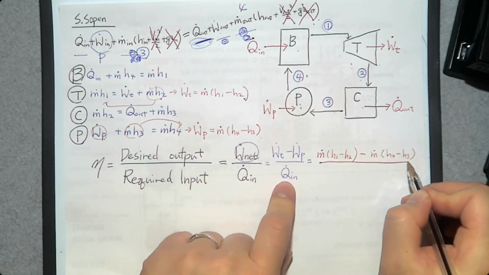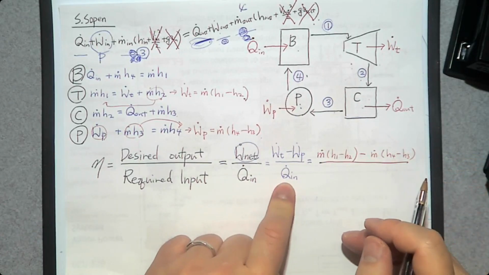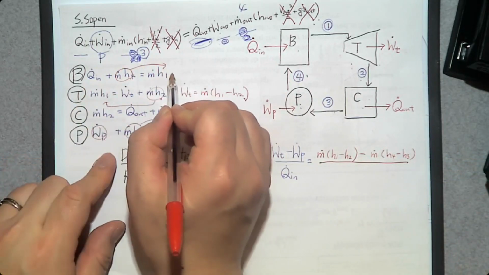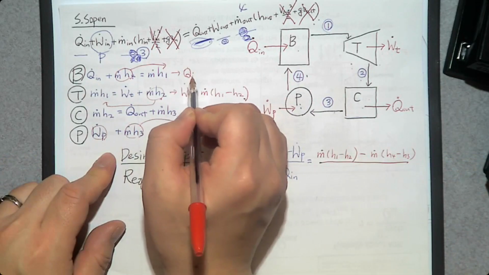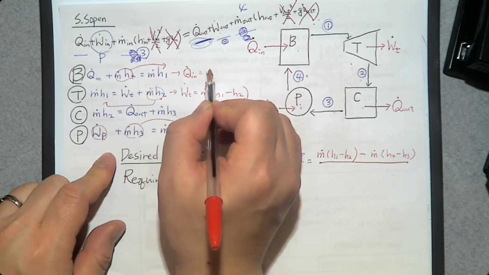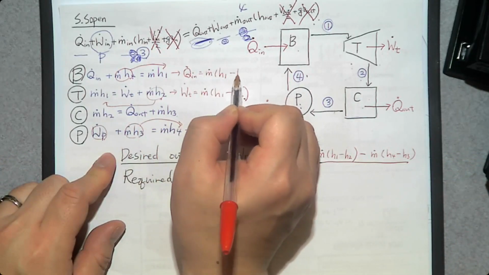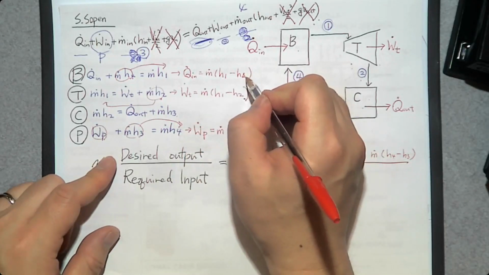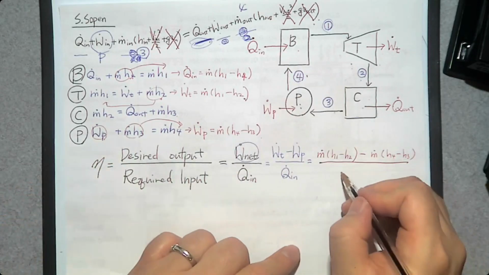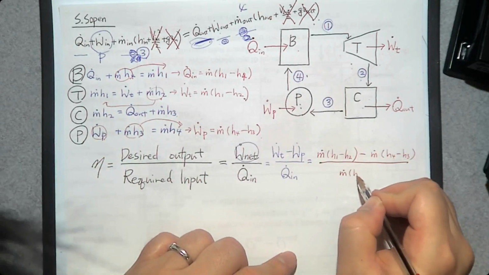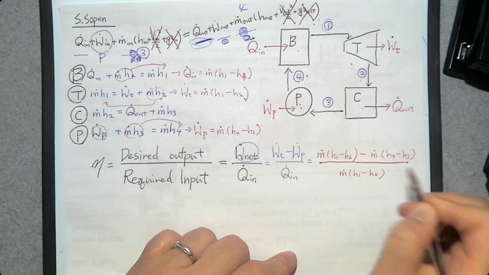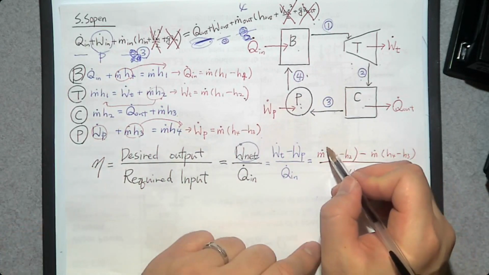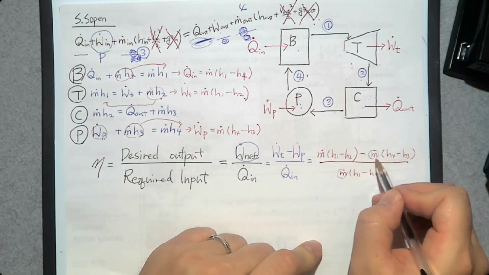Divide by Q dot in. Where is Q dot in? It's right here. So why don't we move this one to the right-hand side? Q dot in is m dot (h1 minus h4). So the thermal efficiency is going to be, by the way, we have m dot, m dot, m dot.